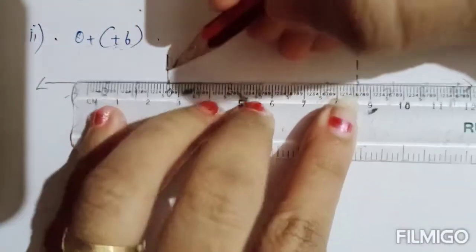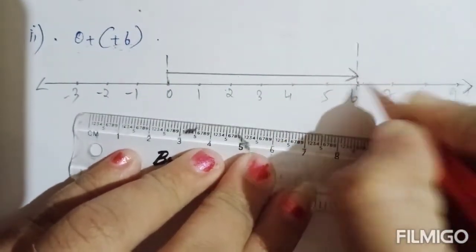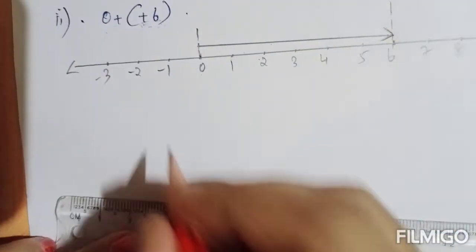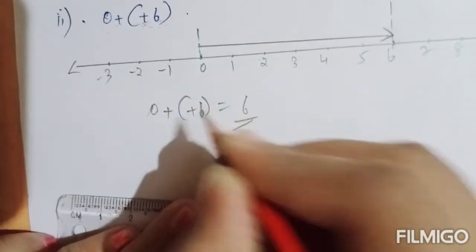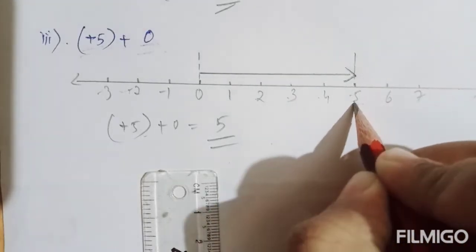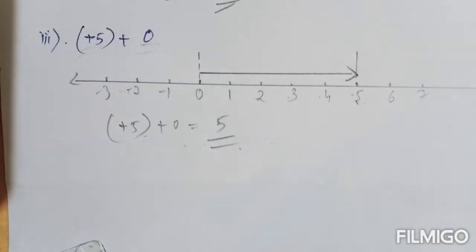Okay, now you can mark like this, I mean put a line arrow like this. So what is the answer? We reach at 6. So the answer is, you can write 0 plus 6 equal to 6. Okay, so we reach at 5, so that will be the answer. Positive 5 plus 0, the answer will be 5.